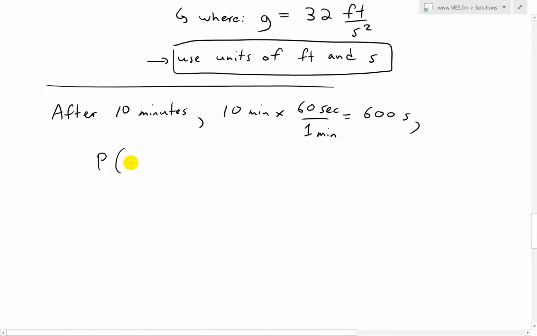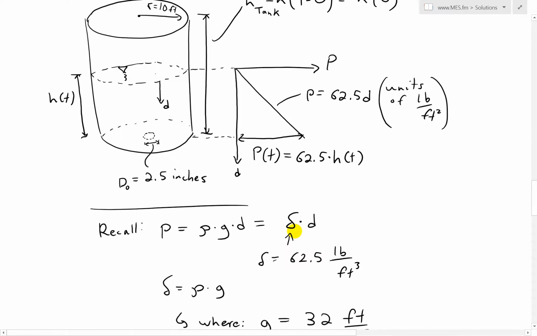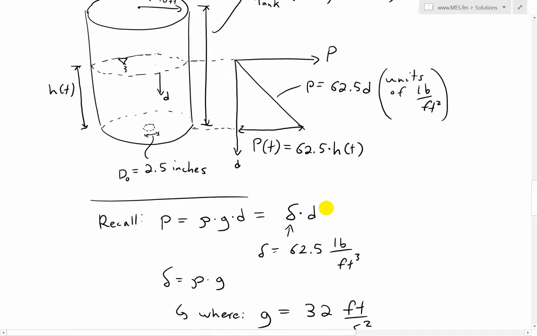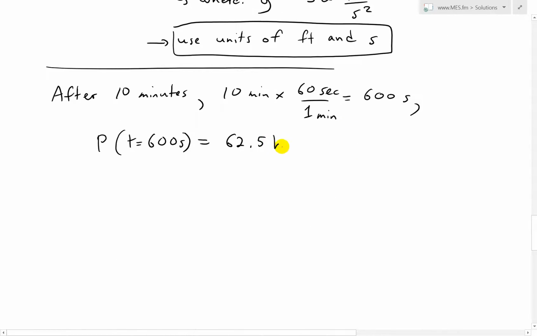at the bottom, P at t equals 600 s, has to equal 62.5 times the height after 10 minutes. Because as you can see, that's the pressure at the bottom. So after 10 minutes, it's the minimum pressure at the bottom we need to require because the height's decreasing. So this is H times 600 right here. This is H of 600 seconds.